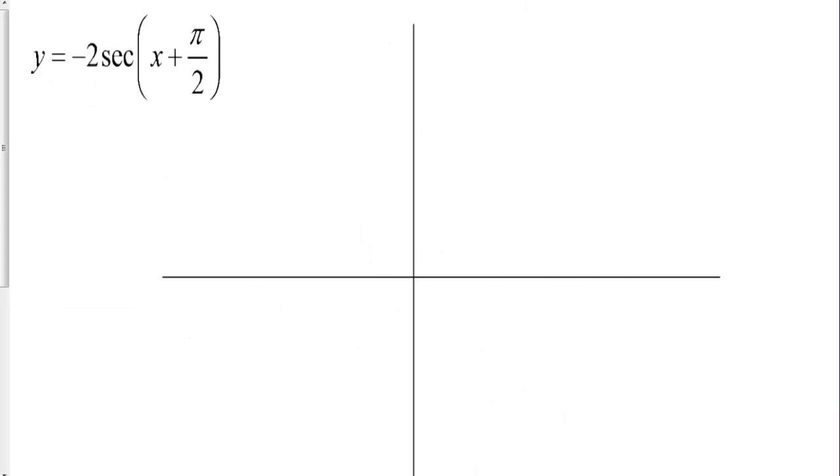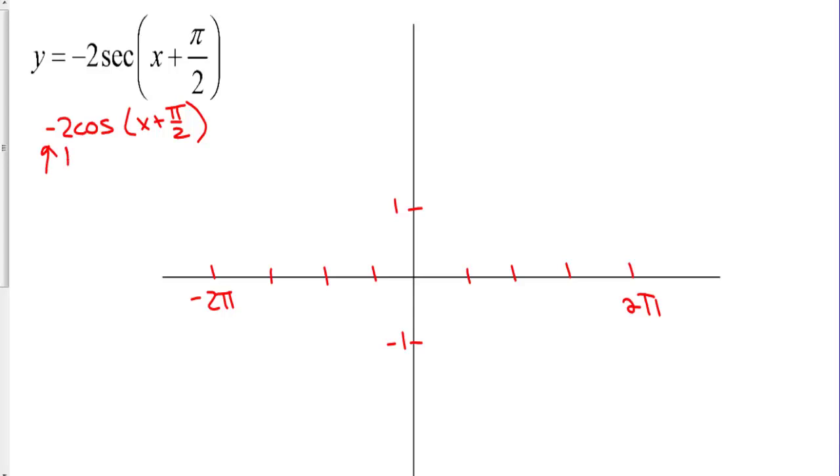Let's graph y equals negative 2 secant of x plus pi over 2, and we're going to graph negative 2 cosine of x plus pi over 2, and then we're going to turn everything upside down. So let's graph cosine, negative 2 pi to 2 pi, and we're going up to 1 and down to negative 1. Now the negative reflects over the x-axis, and we're actually going to go up to 2 and down to negative 2 because we have a new amplitude, or this has been stretched vertically by 2. Well, cosine would normally start at the highest point, but now cosine is going to start at the lowest point, and go to 0, 2, 0, and then down to negative 2.